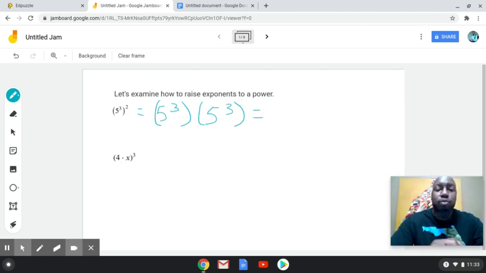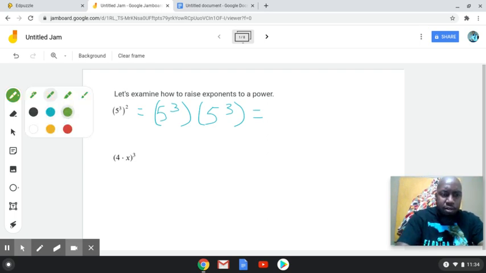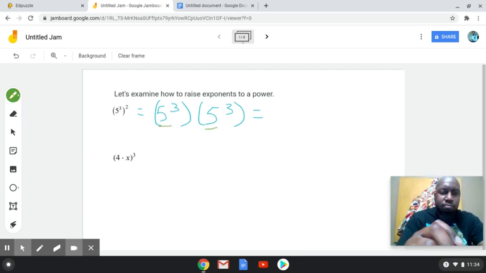And if we use the property that we know about, which is the product property, we know that we have a 5 here and a 5 here. And since they are the same base, we just add the exponents, right? So this just becomes 5 to the 6th power.